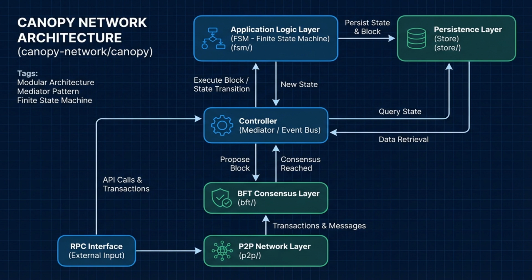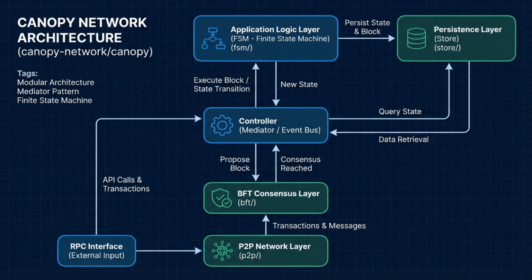Diving into the tech, Canopy's design is all about modularity. At its core is a controller module that acts as a central coordinator, managing how all the other components talk to each other. A good analogy is an air traffic controller for data flow. This controller connects the peer-to-peer networking layer, the consensus mechanism, the application logic, and the storage layer. There are two parts of the tech that really stand out.